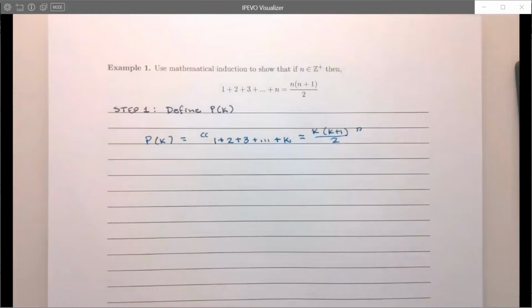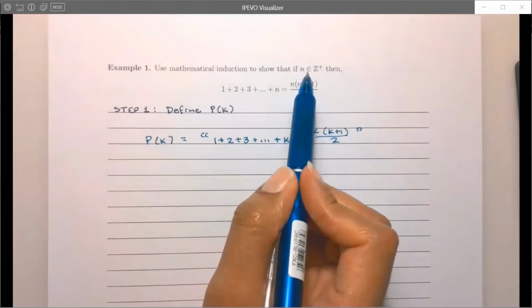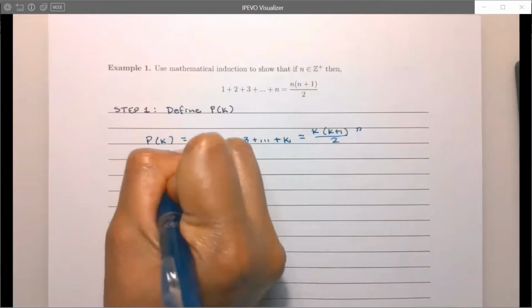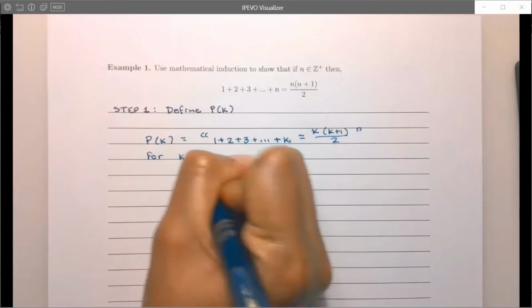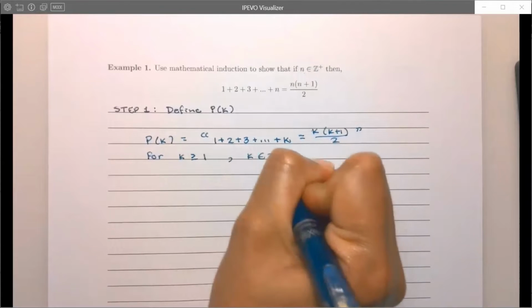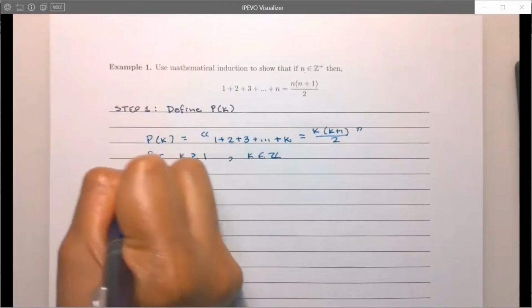Now we also need to define a domain. Remember, a propositional function always comes along with the domain. The domain they gave to us is positive integers. So we'll say here for K being greater than or equal to 1. And just to make a note about what type of number, no decimals, integers only. Okay, the next step.